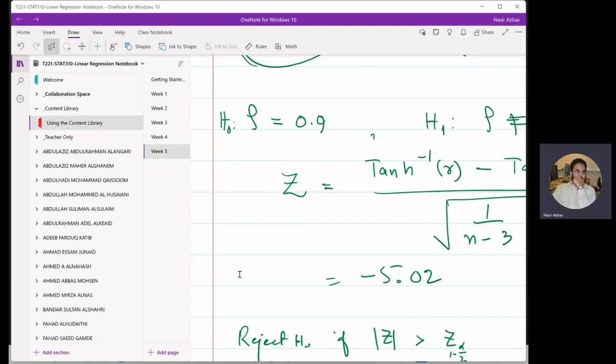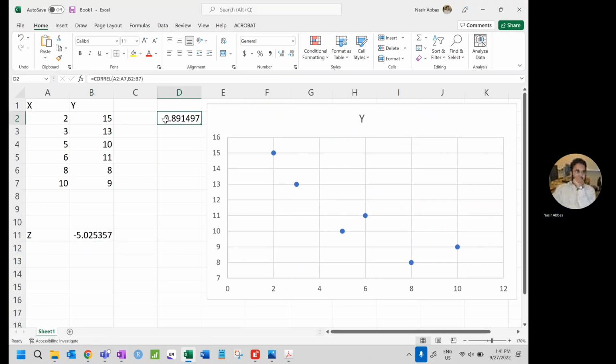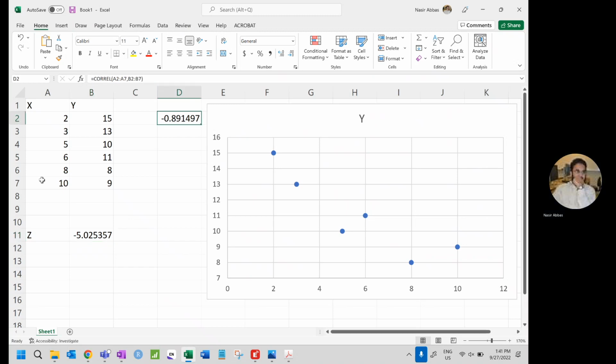Did I put 0.9? Yes. Let me check. Yeah. But it's very close. I should have accepted. I put plus 0.9. The intention was to test minus 0.9 because this is close to minus.